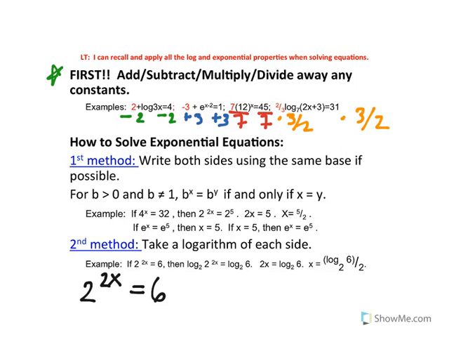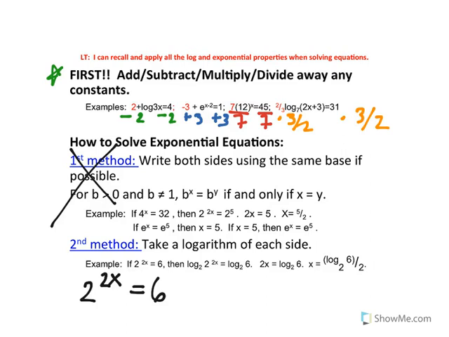2 cannot be rewritten any lower. 2 to the 1 power is 2, 2 to the second power is 4, and so on. I can't get any smaller than that, so that one has to stay. 6, if I try to rewrite 6 with a base of 2, start running through your factors of 2. 2 to the 1 is 2, 2 squared is 4, 2 cubed is 8. So I can't rewrite 6 with a base of 2 raised to a power. It will not work. So the first method is not going to help us out in solving this particular equation.